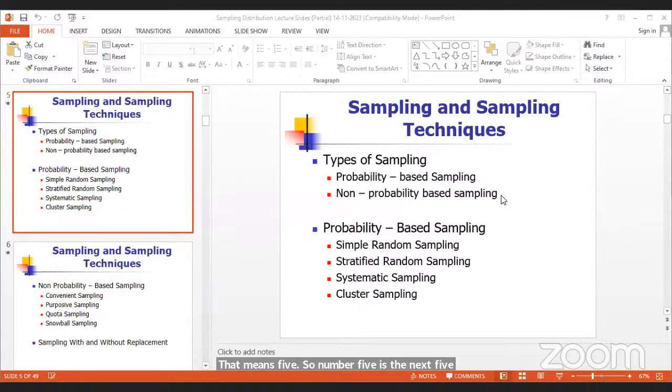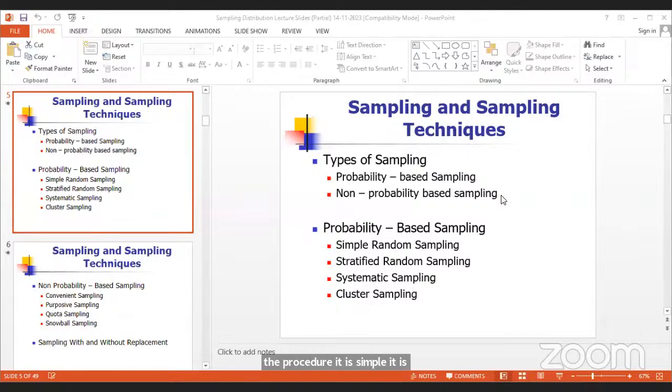I add 4 to 5, 9. That means candidate number 9 is part of the sample, and that cycle continues. So when you select at a regular interval, you are selecting systematically. Systematic sampling, if you look at the procedure, it is simple, it is cheap, and so on.